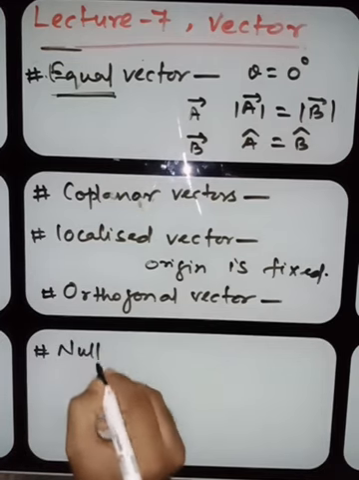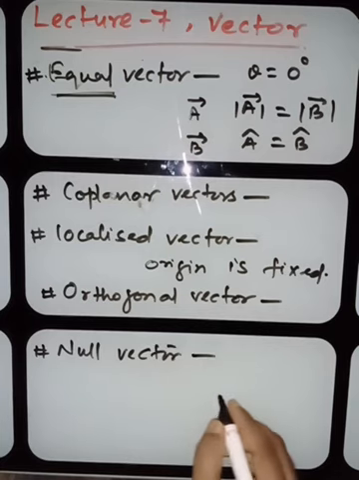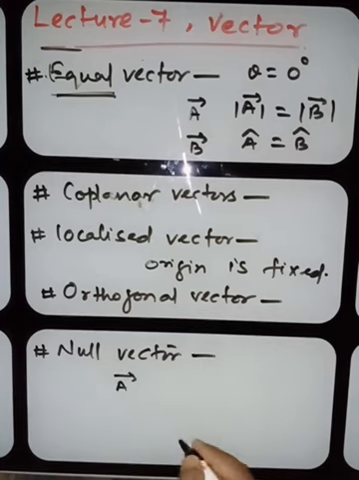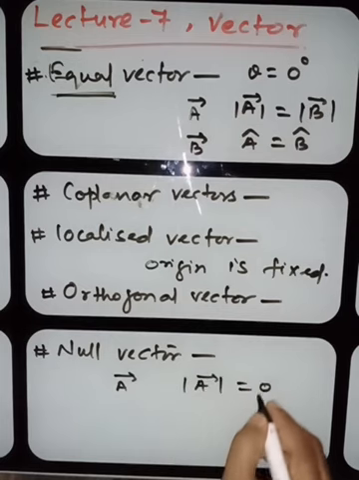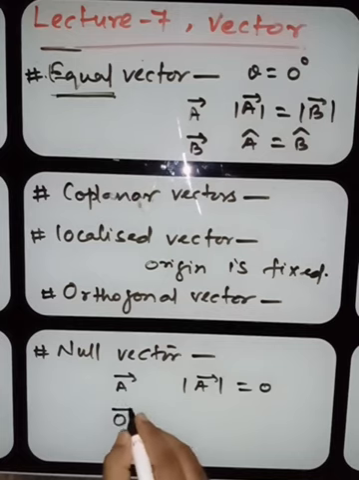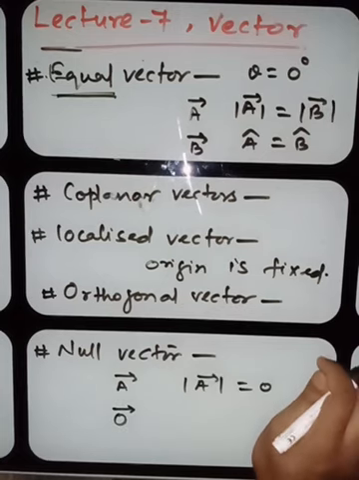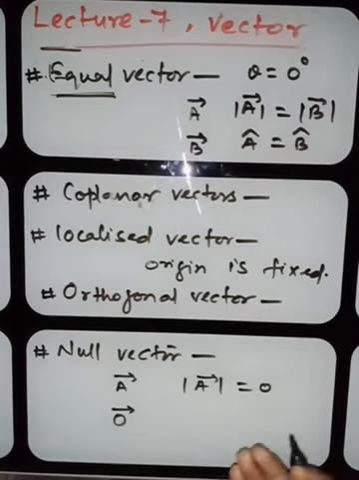Null vector. If A is a null vector, then its magnitude will be 0. Remember, its magnitude will be 0. The null vector is also represented by a 0 with an arrow over its head. So this is the null vector. How is this null vector actually formed?